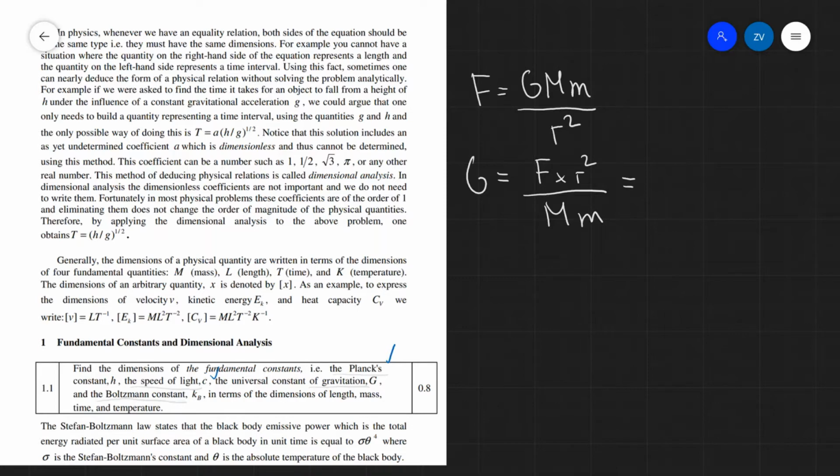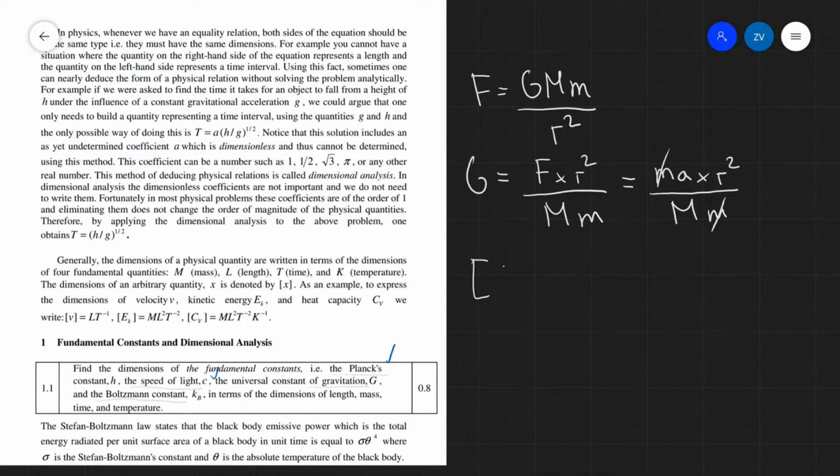Now, because this force here, assuming that's the only force acting on that object, is going to be equal to ma times r squared divided by the product of the two masses, we're going to cancel out one of those masses, and now we're ready to find the dimensions of G. So let's have a look.